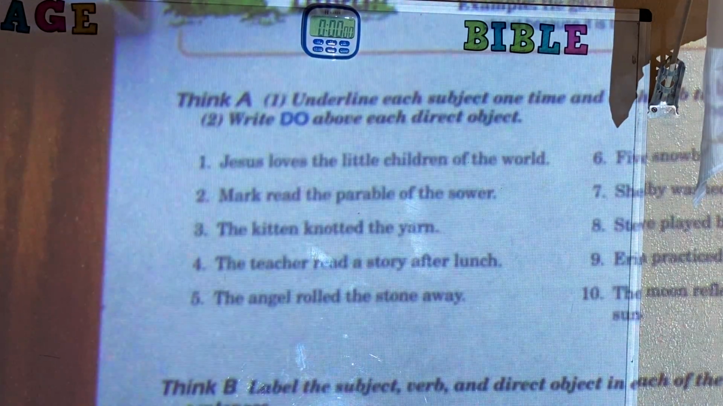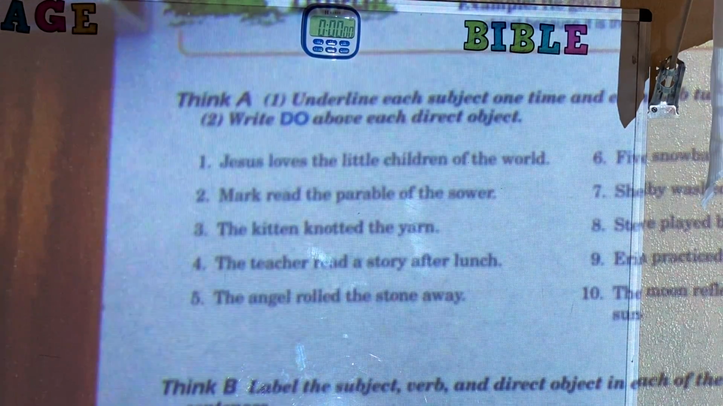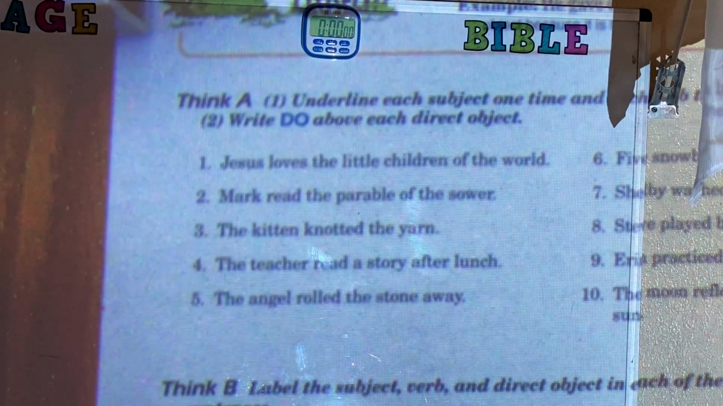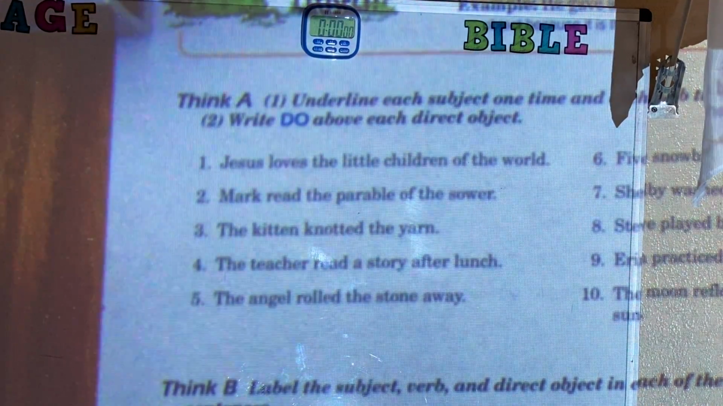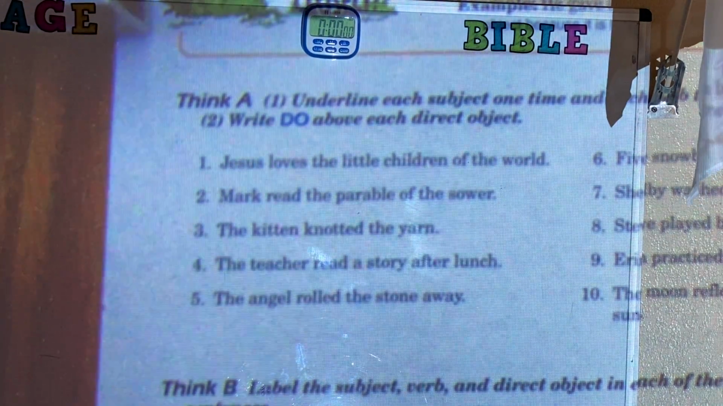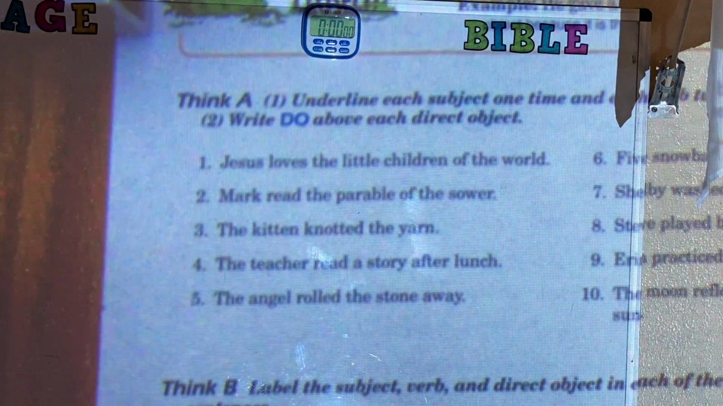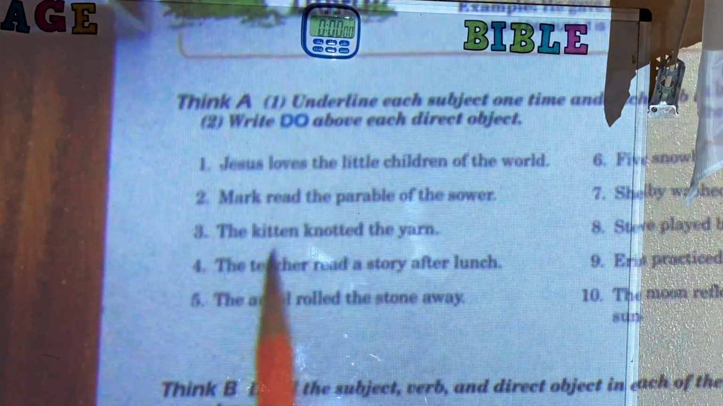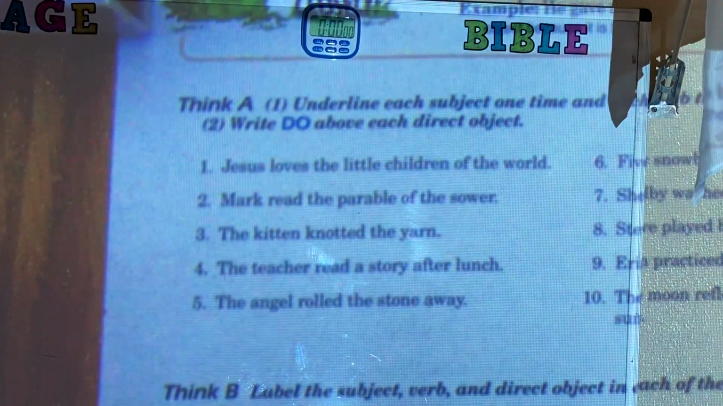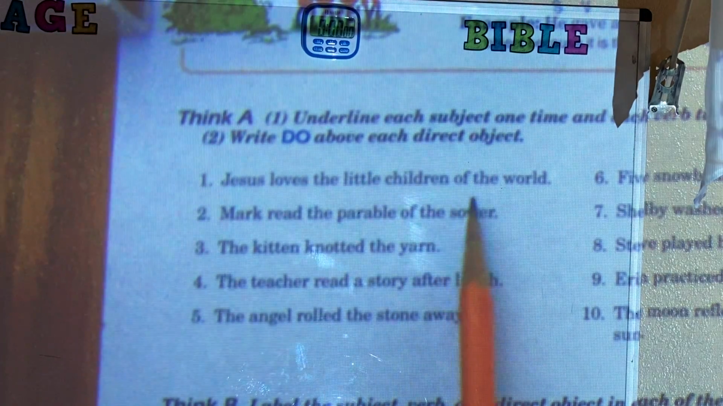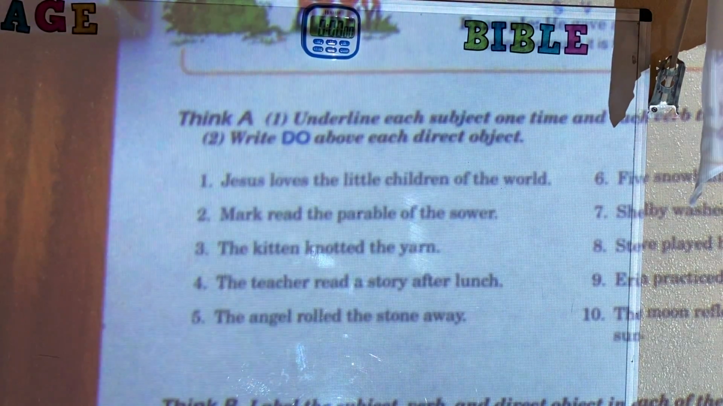So if we look at it on Think A, it says, underline each subject 1 time and verb 2 times. Write DO, which is direct object, above each direct object. So let's go over the first sentence. It says, Jesus loves the little children of the world.